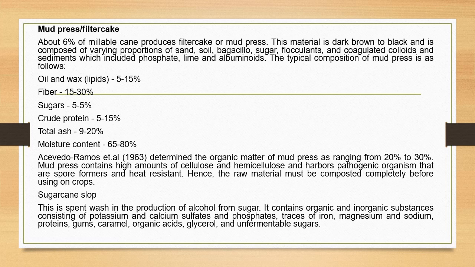Sugar cane slop. This is spent wash in the production of alcohol from sugar. It contains organic and inorganic substances consisting of potassium and calcium sulfates and phosphate, traces of iron, magnesium, and sodium, proteins, gums, caramel, organic acid, glycerol, and unfermentable sugar.